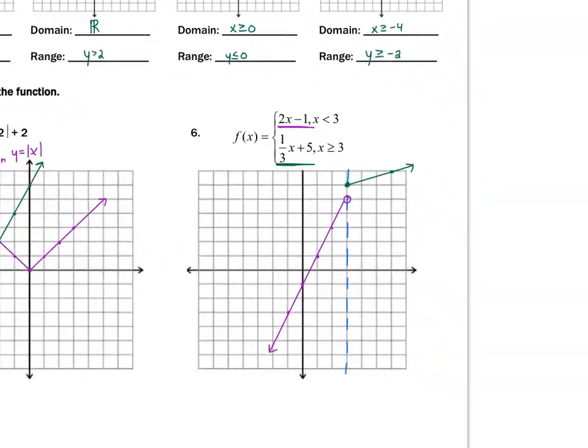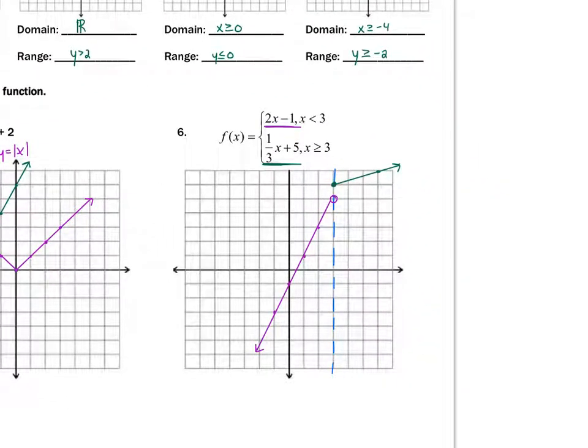All right, for number 6, our piecewise function here, we want to graph each part individually. Our domain restrictions here tell us where our break line is going to be. And that's at x equals 3. So that's the little dashed line we have here on x equals 3. If we look at the purple part here, we want to graph that. Well, this is in slope-intercept form, y equals mx plus b. So we have a slope of 2 and a y-intercept of -1.